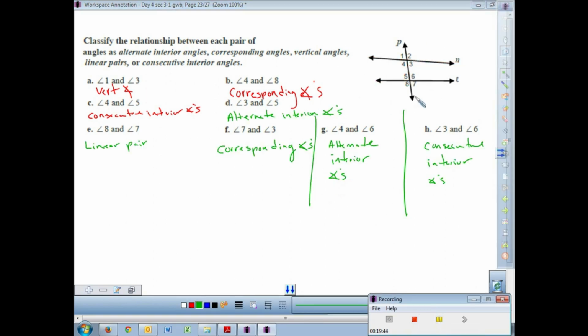So hopefully on D you had alternate interior angles for 4 and 6, and 7 and 8. They are a linear pair right there. They're right next to each other, forming a line. And 7 and 3 are corresponding angles. And 4 and 6 were alternate interior angles. And 3 and 6 were consecutive interior angles.